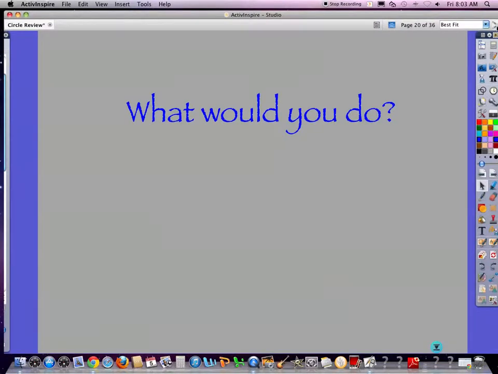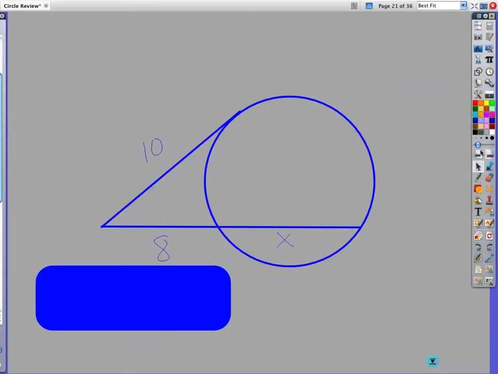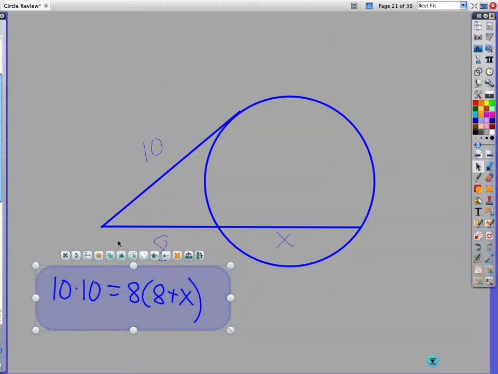Okay, so for each of these, you're going to figure out what you're going to do. All right, this is the rule that I say: you take the outside times the full length is equal to the outside times the full length. The issue is, can you remember that the full length is x plus 8, not just x? Okay, outside times the full length is equal to the outside times the full length.